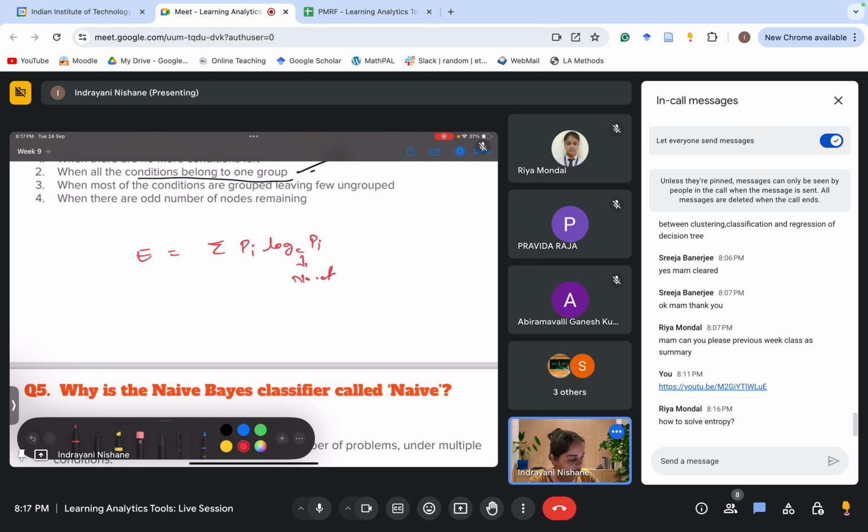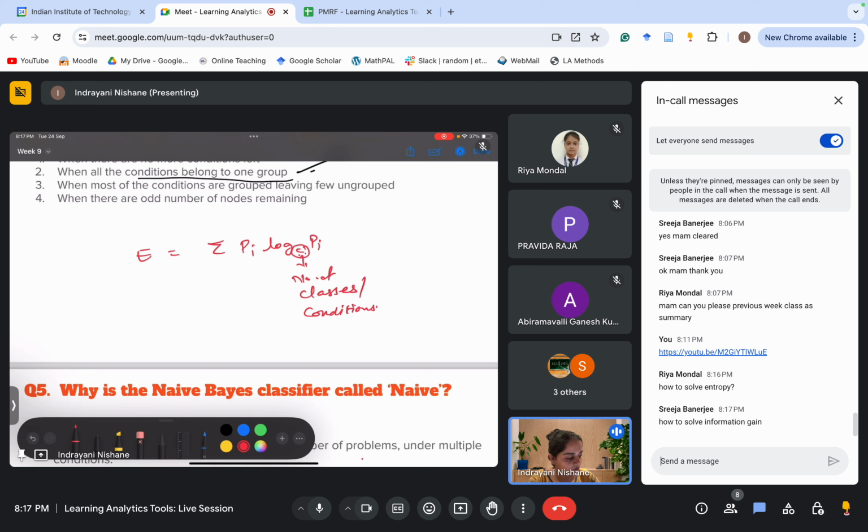C is the number of classes or conditions. So this base is important. Log to the base. Can somebody confirm that this formula is right? I think there's a negative sign somewhere here. Yes, entropy, ma'am, negative. Yeah, negative, I forgot. So negative sign. So this is the formula you have to use.